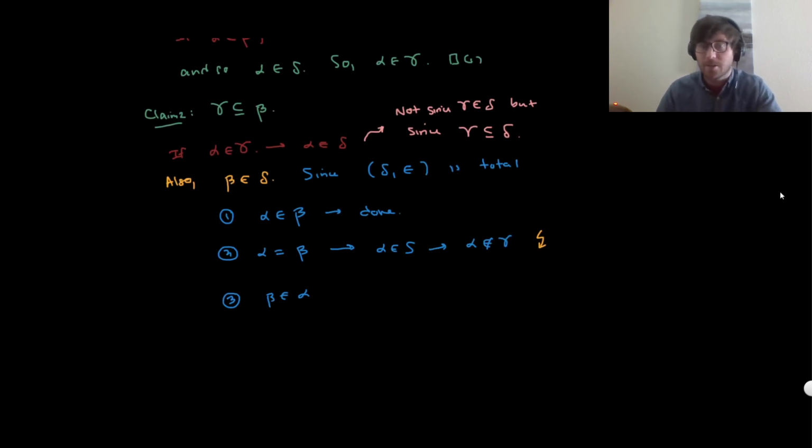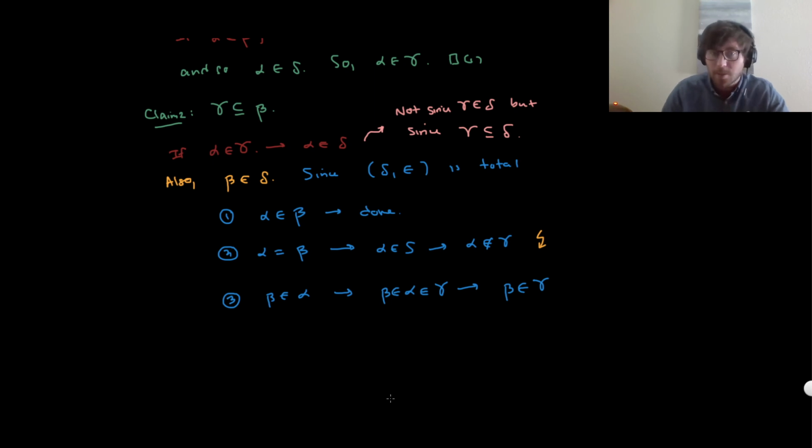And then why can't the other case be possible? If beta was an element of alpha, then we'd have that beta is an element of alpha, which is an element of gamma. But gamma is an ordinal, so it's transitive. So that would mean that beta is an element of gamma.